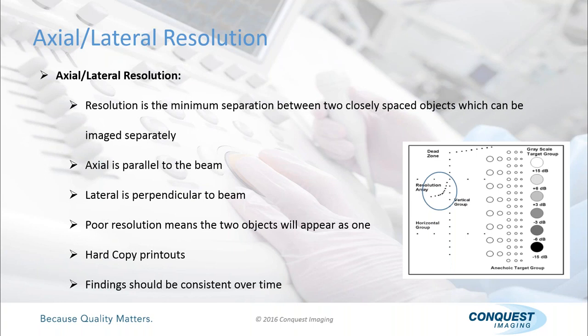Again, frequency dependent. Again, I can't emphasize the need for hard copy printouts so that you can have consistent findings over time. What you're looking for specifically is degradation over time. That's what ACR wants to be able to see and report to. So, axial and lateral.